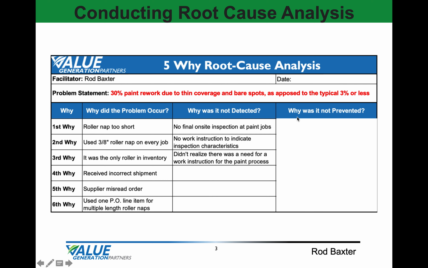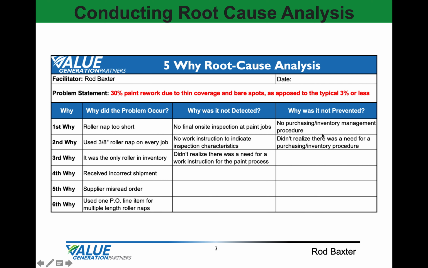So why was it not prevented? Well, there's no purchasing or inventory management procedure. Why? Because we didn't realize there was a need for a procedure to manage our purchasing process and our inventory process. So we can also take this forward and implement solutions as well.